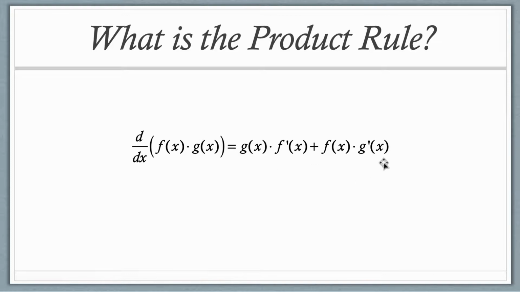And you'll see why later on in this section, because when we cover our next rule, which is the quotient rule, it follows a similar pattern. So I like this pattern in writing it. First, we take the second function, which is g of x, and we're going to multiply it by the derivative of the first function. Then we're going to add the first function times the derivative of that second function.